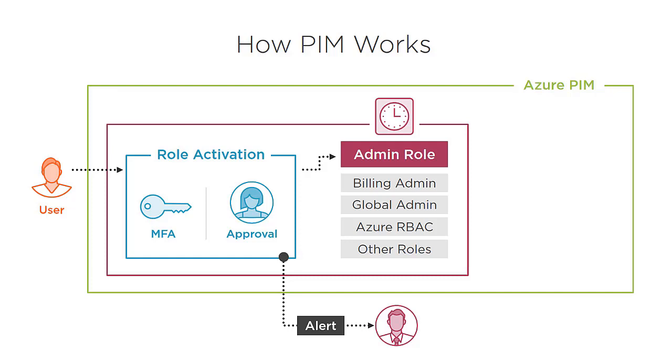that you specify in advance for that role. This can be 4 hours, for example. After 4 hours, Bob will no longer hold that global admin role and will become only eligible for that role again. Azure PIM helps your organization in many ways.